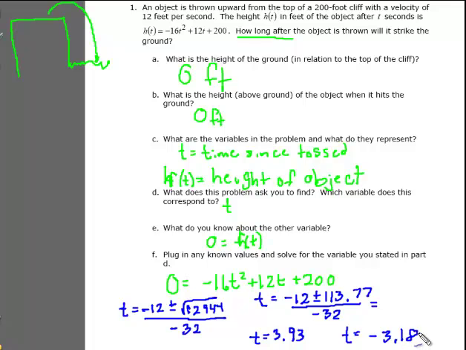So reminder what this t represents. It represents the time. So time being 3.93 seconds or time being negative 3.18 seconds. Well, this would mean that we're going back in time, so it's not this one. It's going to be 3.93 seconds. And there's your answer. Now let's try number 2.